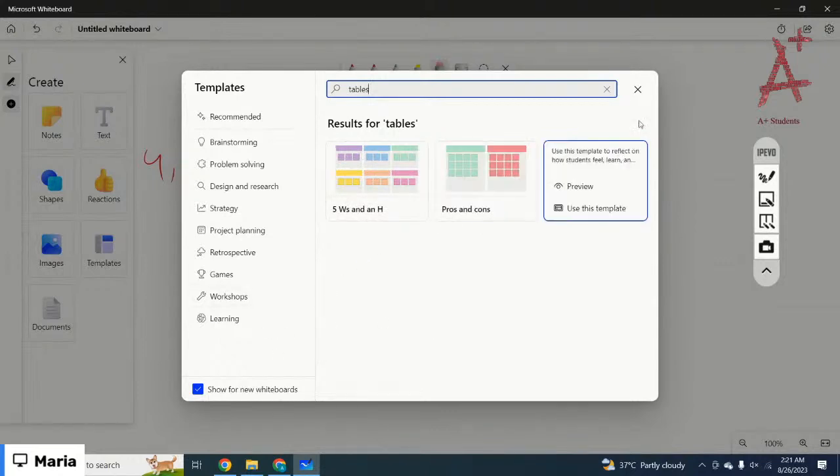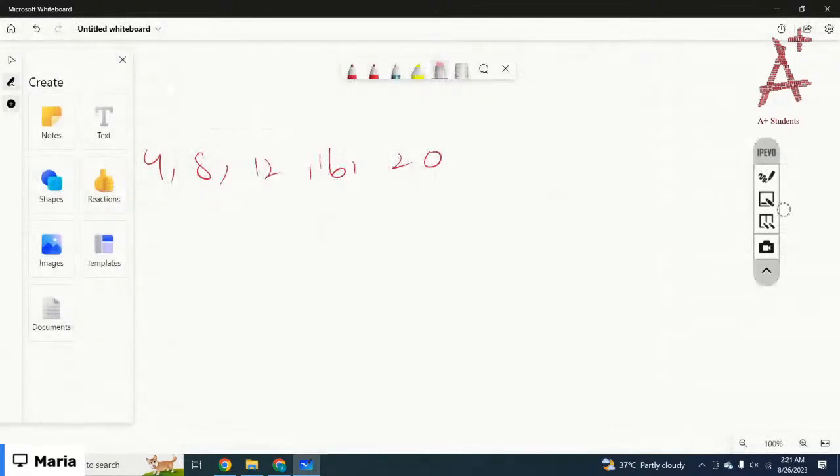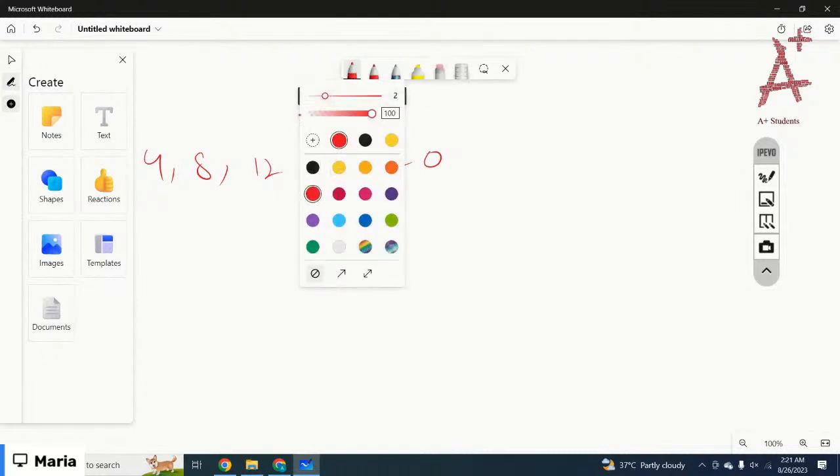I don't know from where I can make table. Okay, it's okay. Basically, no, not from here. Something from here. No, I don't think so.